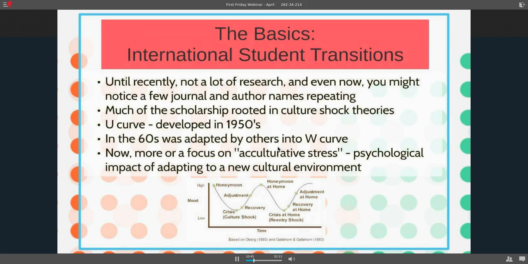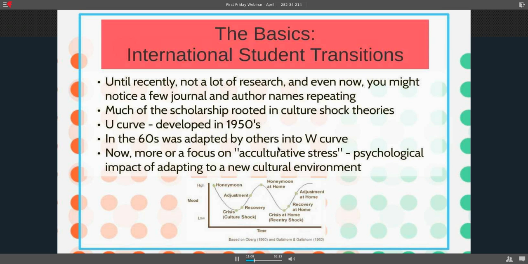And so this idea, that you can see on the screen, is that we're starting at this high honeymoon period, everything's going well, and then you kind of plummet down and all the transitional issues make it really difficult, and then you start to learn skills to be successful in this new environment, and then you climb out. And then it was adapted into a W curve. Maybe you have a similar adjustment when you go back to your home culture.